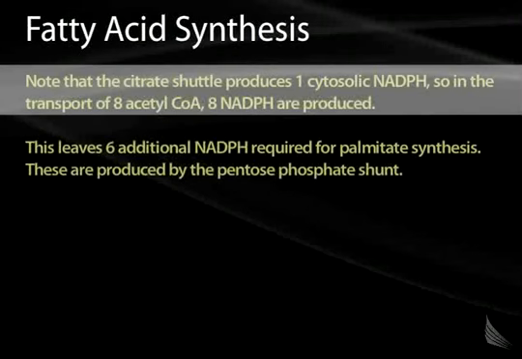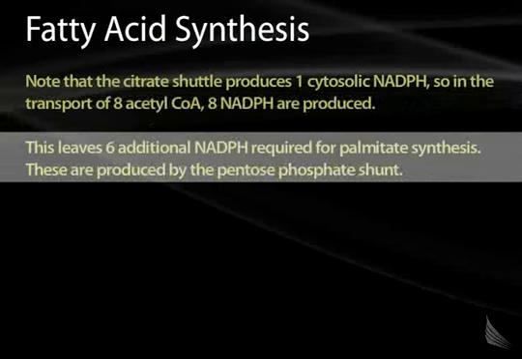Now note that the citrate shuttle produces 1 cytosolic NADPH. So in the transport of 8 acetyl-CoAs, 8 molecules of NADPH are produced. This leaves 6 additional NADPHs which are required for palmitate synthesis, and these are produced by the pentose phosphate shunt.